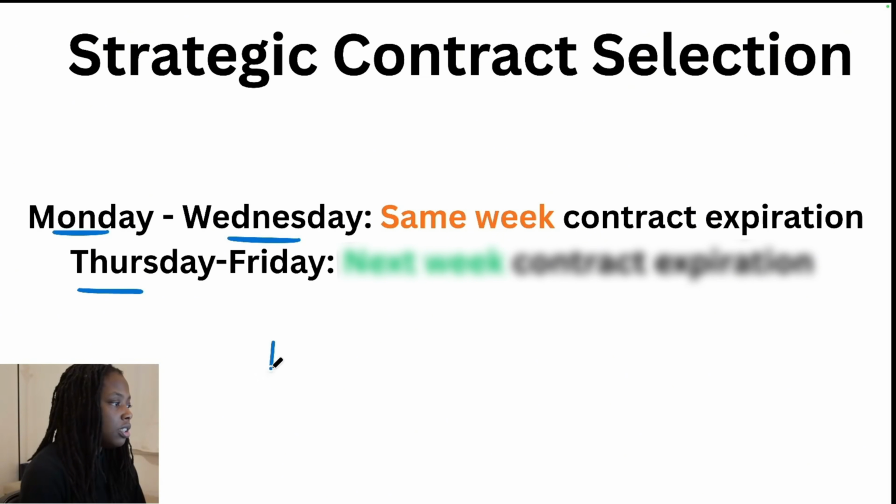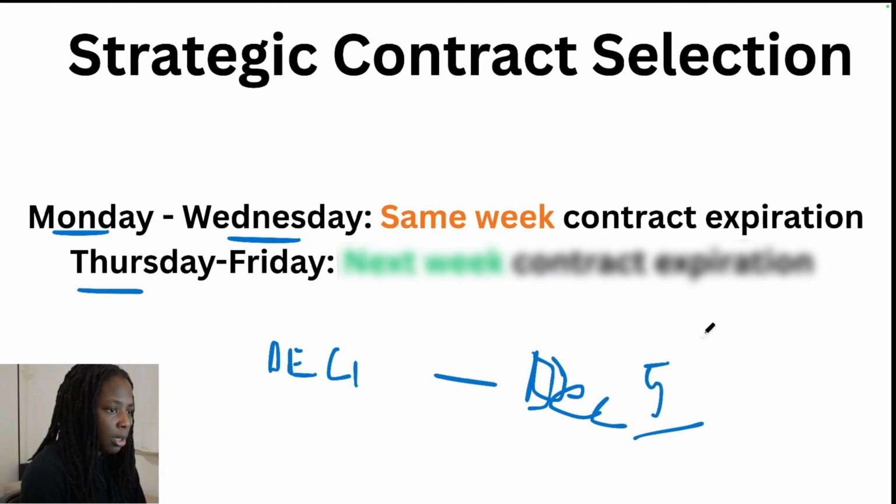What does that mean? Today, say it's December 1st. If I'm trading, I'm taking December 5th contracts. That's what I mean by same week. But because you're trading options, like I said, your Theta comes into effect the closer you are to expiration.